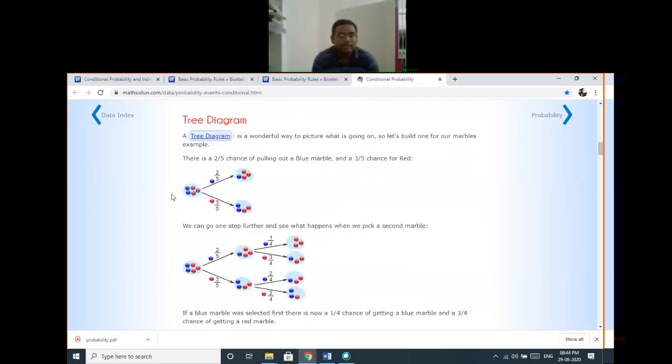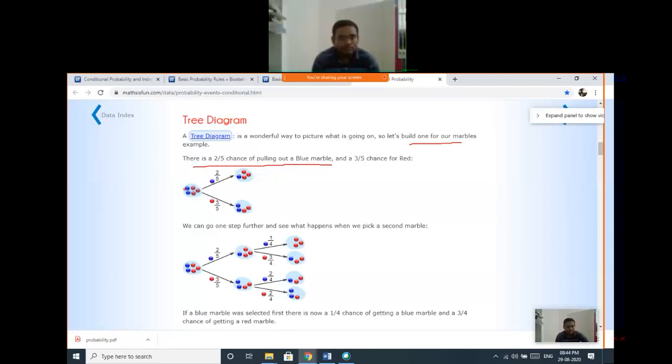Just see what will happen in this diagrammatic manner, in this tree diagram. It is a wonderful way to picture what is going on. So let's build one for our marble. In this tree diagram, there is a 2 by 5 chance of pulling a blue marble from the whole sample. So that's why it is 2 by 5.